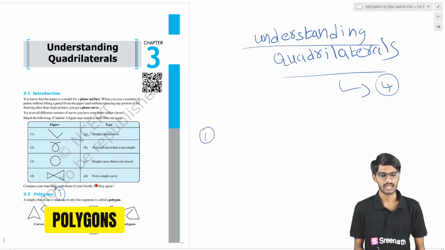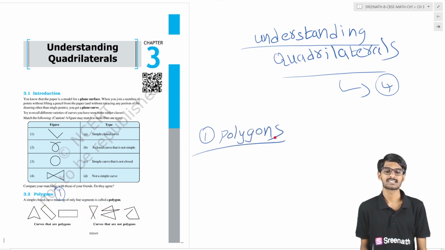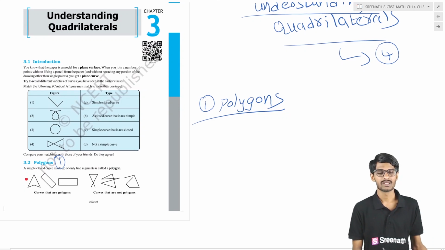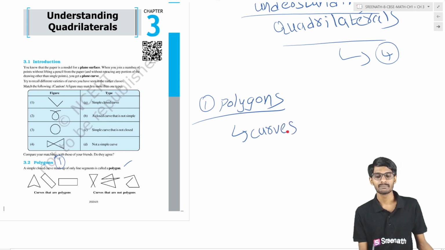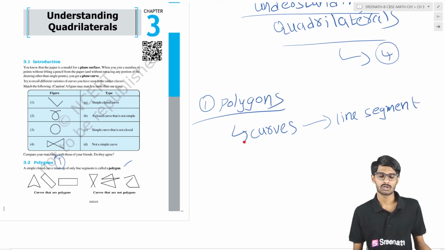What is the first topic? We have polygons. So, what are polygons? This is our first question. Basically, a simple closed curve made of only line segments is called a polygon. So polygons are nothing but simple curves made up of line segments. We call it a polygon.